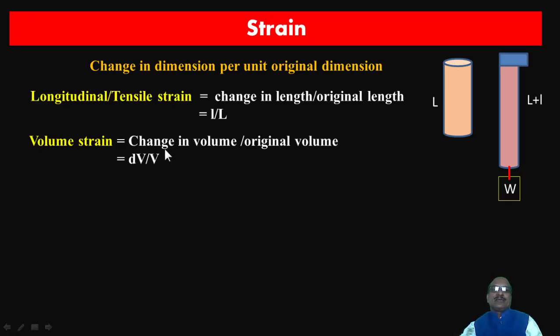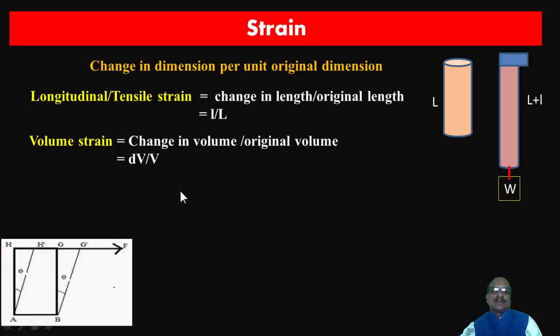Suppose the initial volume of this rubber tube is V, and when we apply the load at one end, the volume changes to V plus dV. Then we can find the change in volume, that is dV. So the volume strain is dV upon V. Again, it is a dimensionless quantity.